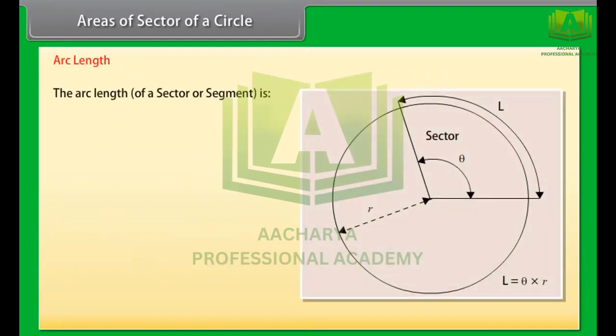Arc length. By the same reasoning, the arc length of a sector or segment L is equal to theta into r when theta is in radians. L equals theta into pi upon 180 into r when theta is in degrees.